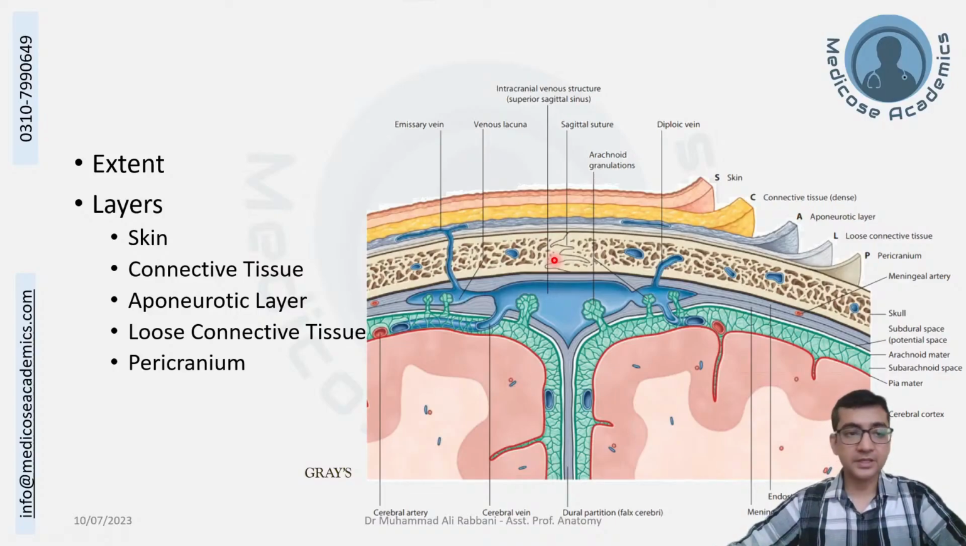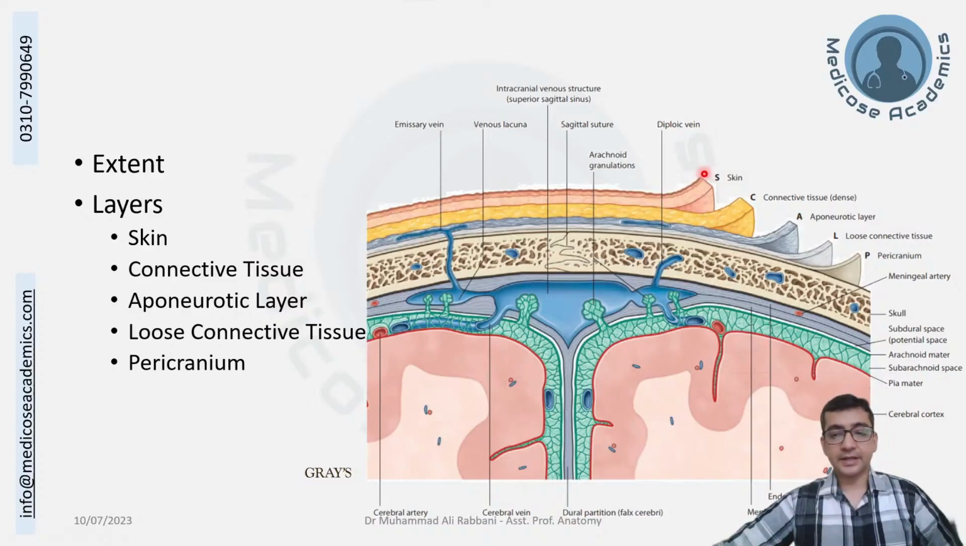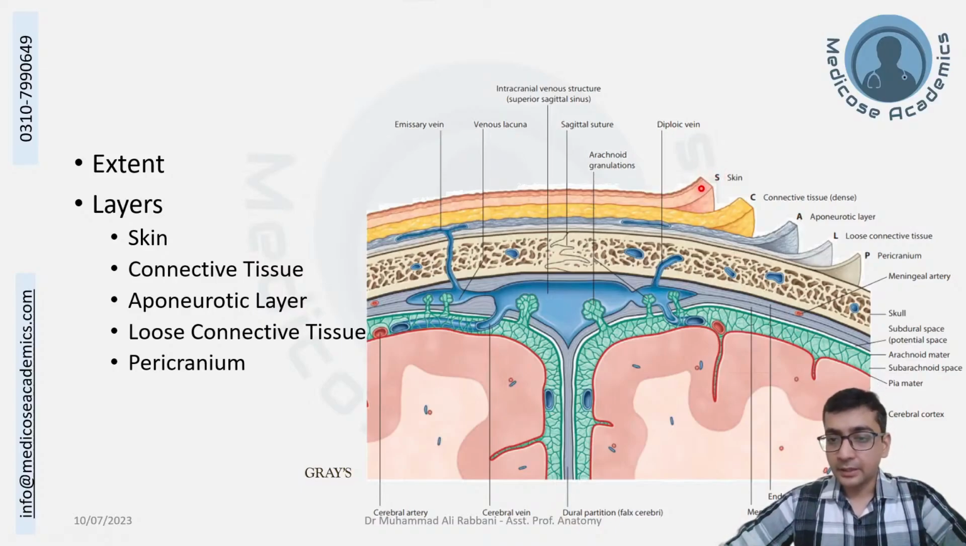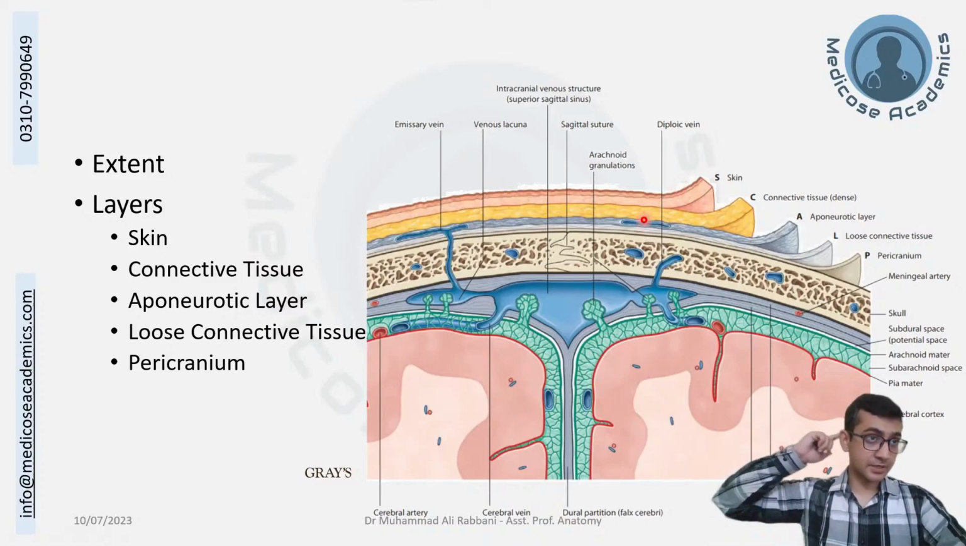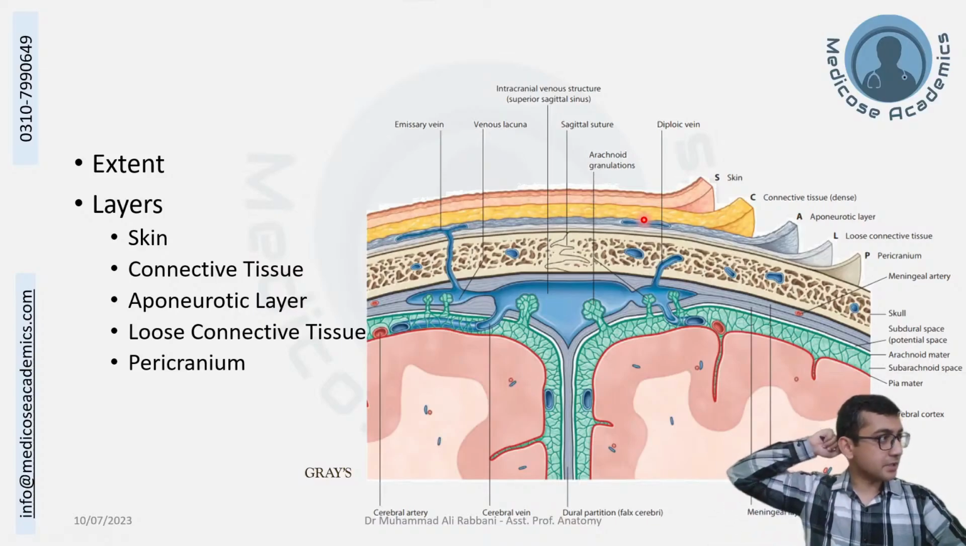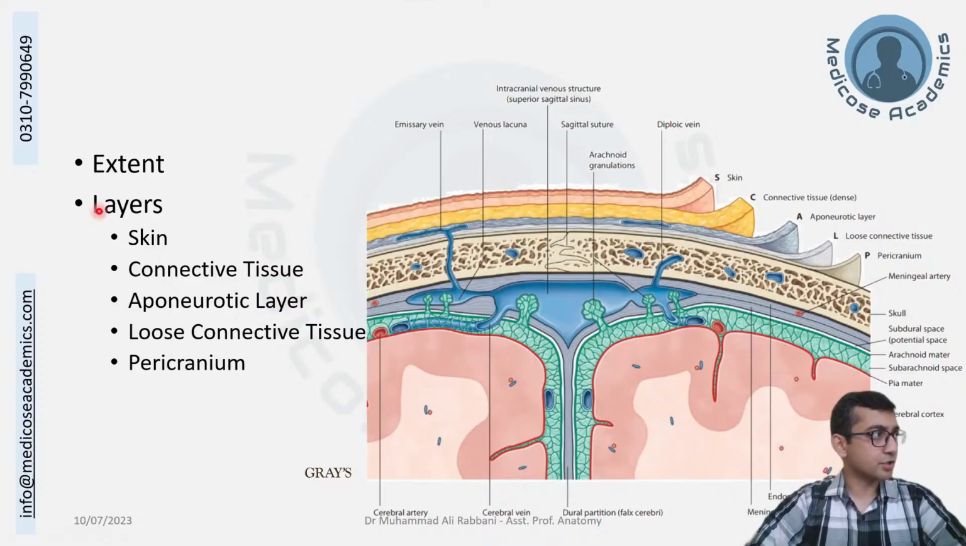So this is the scalp. It is made up of 5 layers. The layers are indicated by the first letter of each word. S, skin. It is the thickest skin of the body, hairiest skin of the body, and especially the occipital region. That region is the one that is having the most hair.